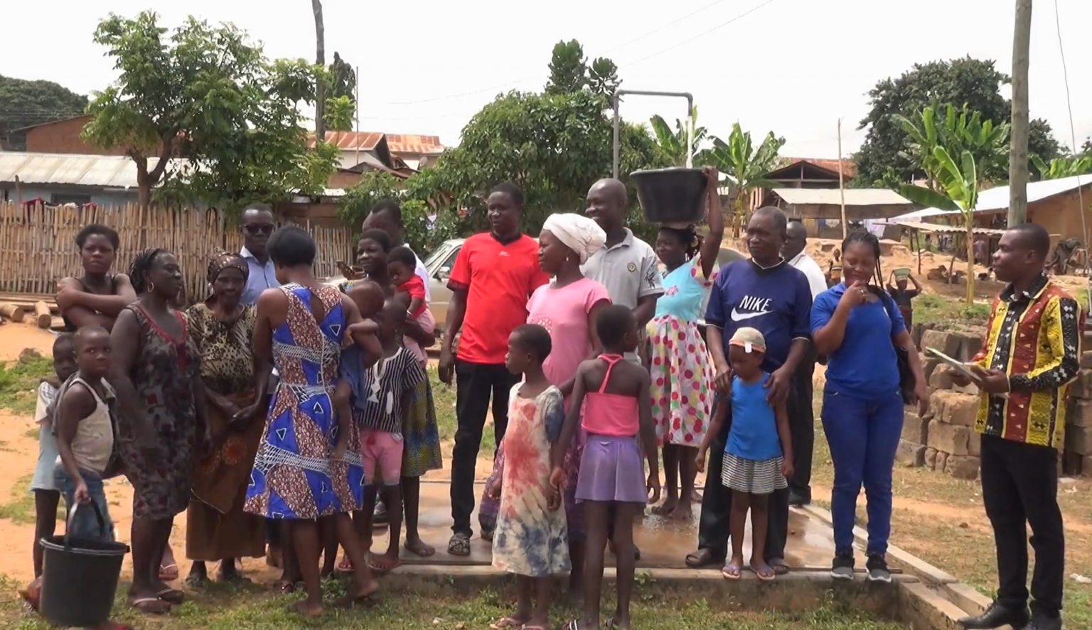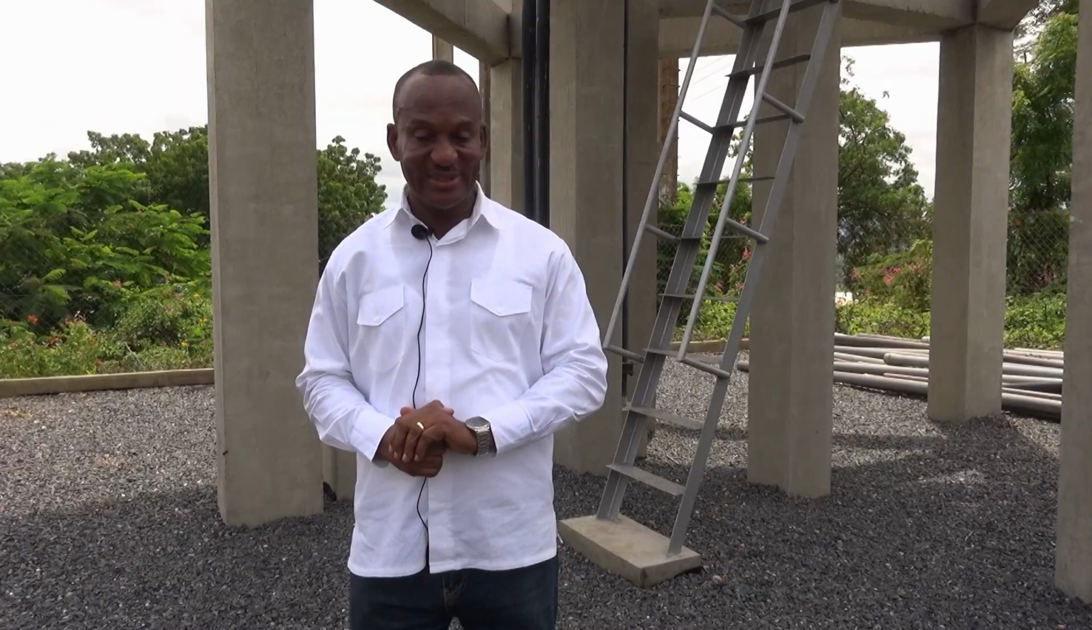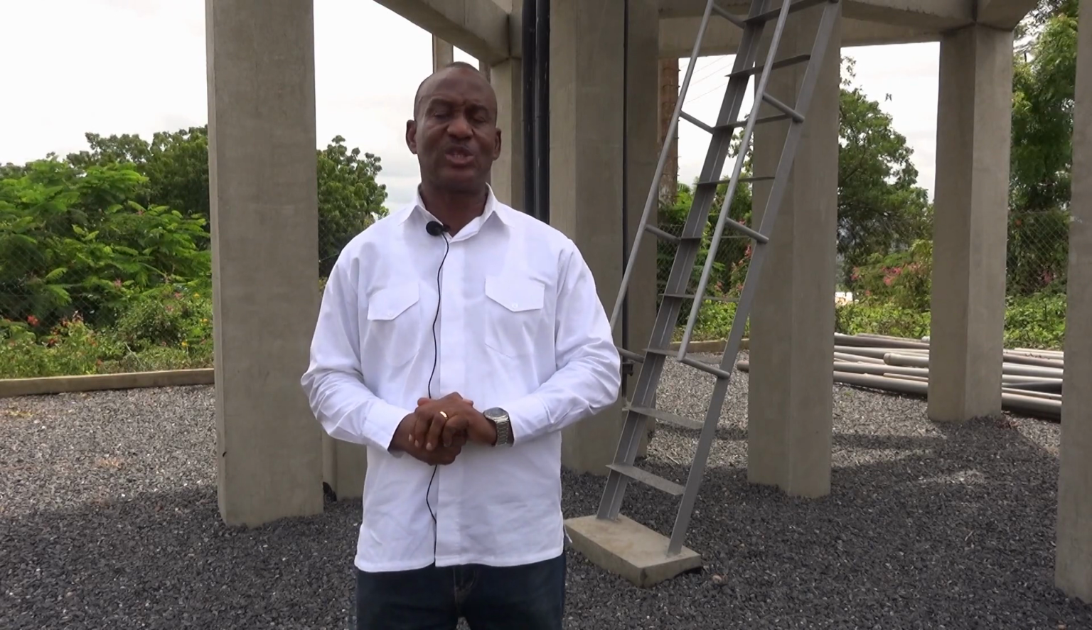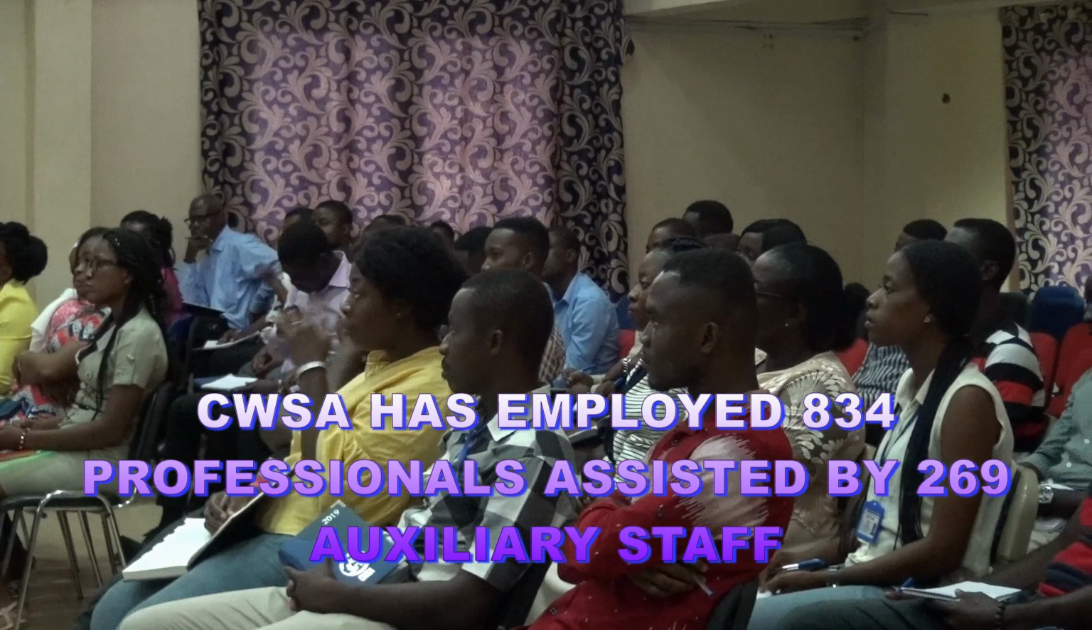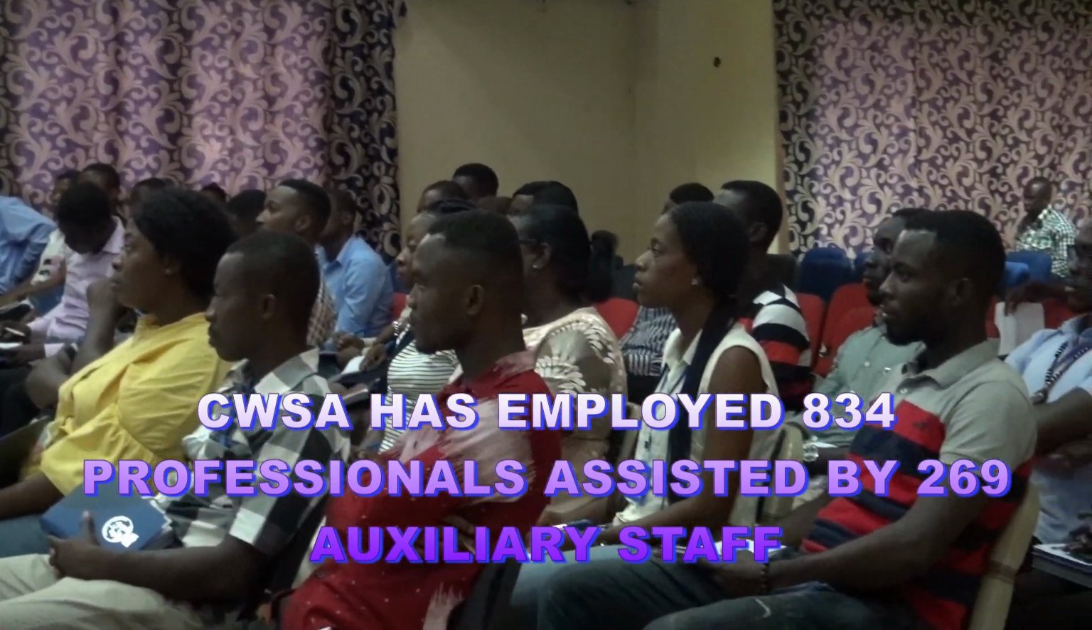For us in CWSA, in Volta region and Oti region, we have done a lot. We are working very hard to ensure that the people in the communities get access to safe and reliable water. One may ask if the CWSA reform started 2 years ago has made any impact on the beneficiary communities. Recent visits to the regions have shown that the impact is beginning to be evident. The agency has empowered young professionals through its national recruitment program. Currently, CWSA has employed 834 professionals to manage the water systems. These are being assisted by 269 auxiliary staff.